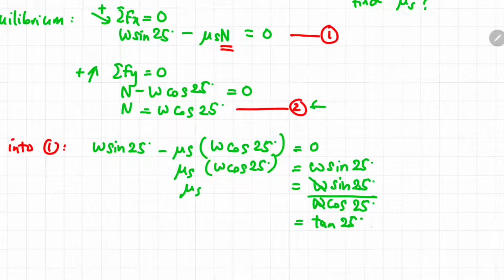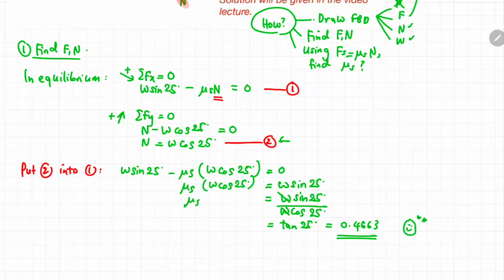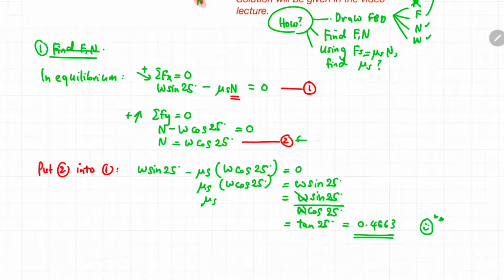So you can actually get the magnitude of the coefficient of static friction just by using the expression of tangent 25. Easy. So now if you use your calculator, you can easily get the coefficient of static friction, or mu s, to become 0.4663. Okay, so basically it's done. So basically, in this step, we're not solving to find the f or n. So we are actually solving to find what is the magnitude of mu s.